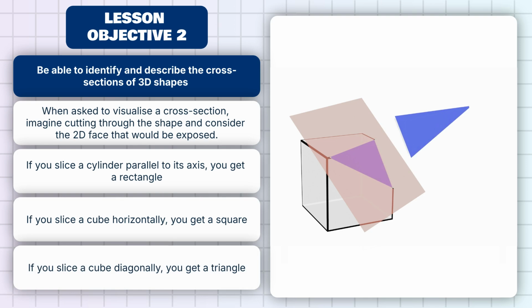By mastering these techniques, you'll be better equipped to handle complex geometry problems, whether they involve calculating surface areas, interpreting technical drawings, or visualizing structural components.